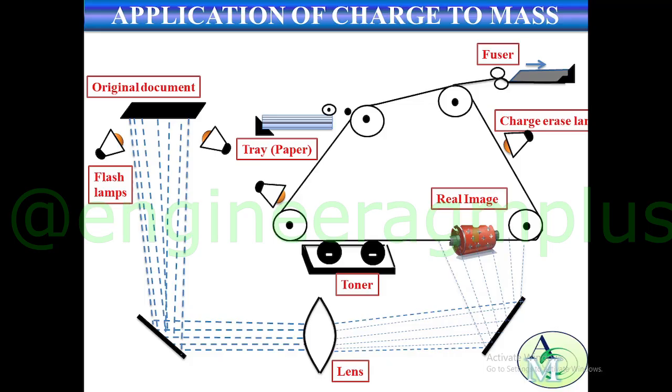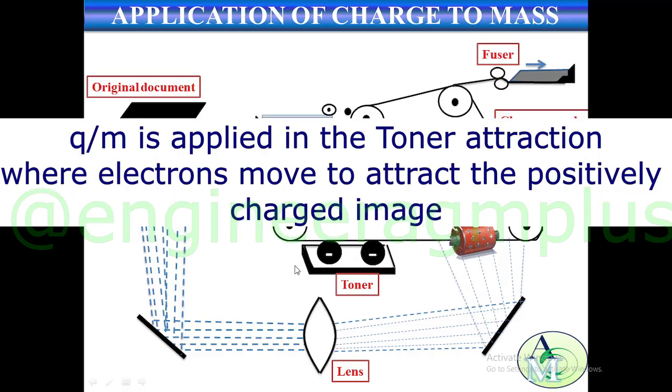Now let's go to toner abstraction. The toner is already negatively charged. This charge attracts the positive image from the drum until the toner particles stick to the positively charged areas on the drum. Thereafter, it goes until a paper is picked from the tray. What do we need to concentrate on here? What happens to the toner? Q per m, that is the charge to mass ratio, is applied here in the toner.